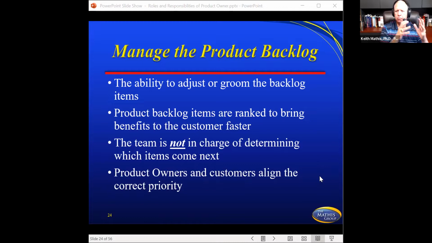And so who does this? The product owner. How do they do it? They're in connection with that customer. So whatever the customer is wanting as the most important, that's what you're trying to get finished and get to that customer the quickest. So the team's not in charge of determining which items come next.